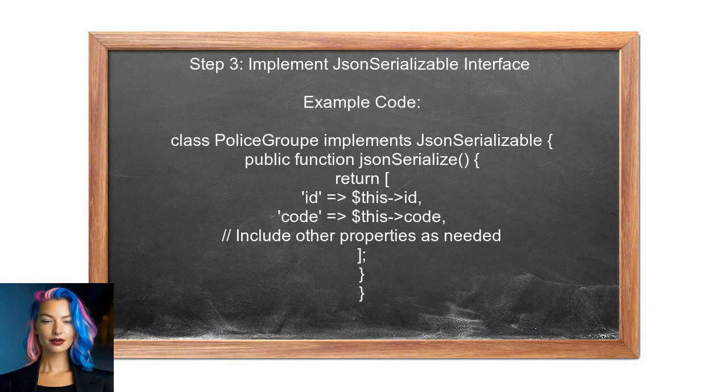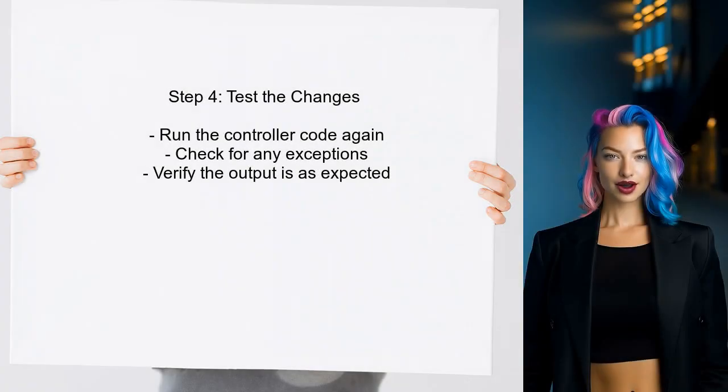Additionally, the user should consider using the JSON serializable interface in their entities. This allows for more control over how the objects are serialized, which can help avoid circular references. Finally, the user should test the changes by running the controller code again. This will help confirm whether the circular reference issue has been resolved.